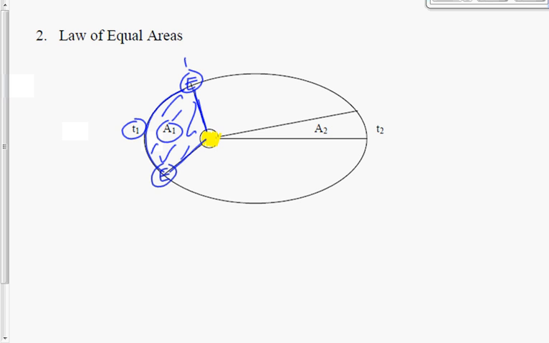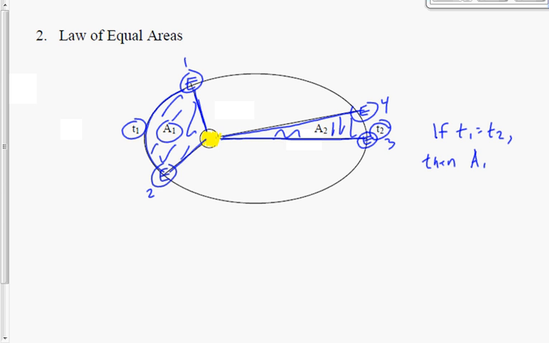Now fast forward 6 months, the Earth is over here in position 3. A line joining the sun to the Earth at position 3 will sweep out a certain area until the Earth gets to position 4. Now, if that time, T2, is the same as time 1, maybe it's a month and a month, 6 days and 6 days, 38 days and 38 days, whatever it is. If T1 equals T2, then the area swept out in both cases is going to be the same. So if T1 equals T2, then A1 equals A2.